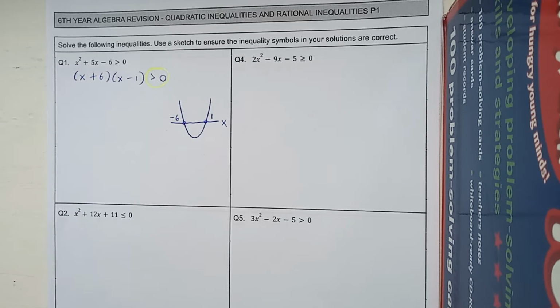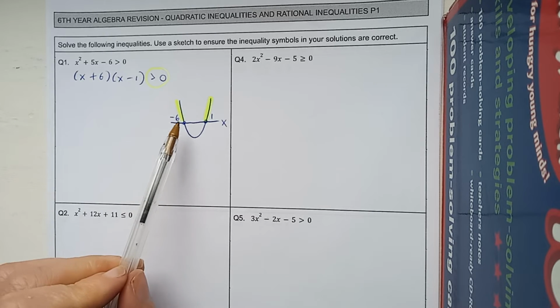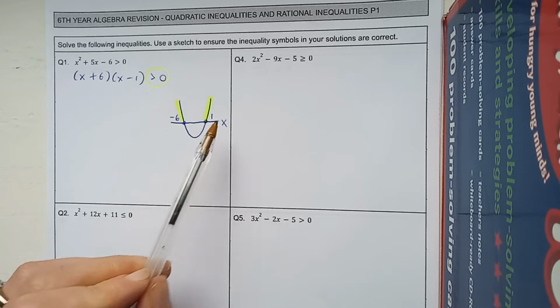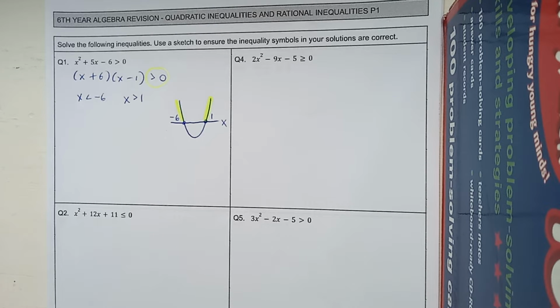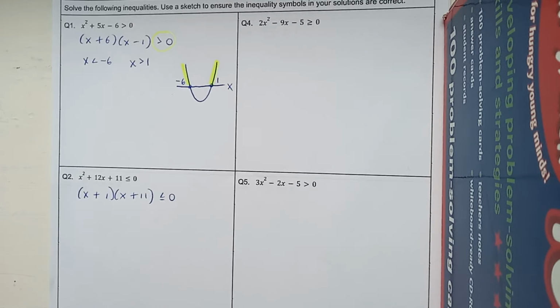I note that the question says greater than 0, so I'm looking above the x-axis. I'm moving to the left of minus 6 and to the right of 1. So x is less than minus 6 and x is greater than 1. On to question 2. First I'll factorise and next I'll sketch.